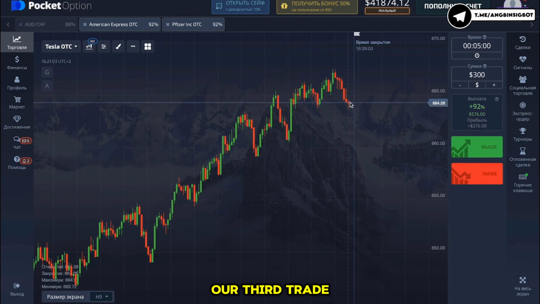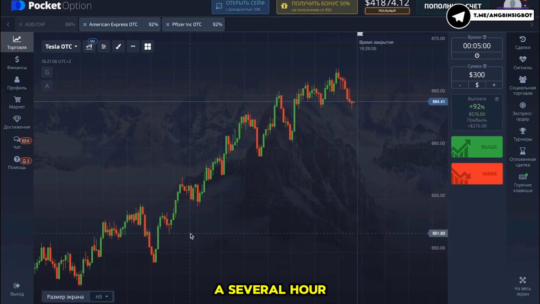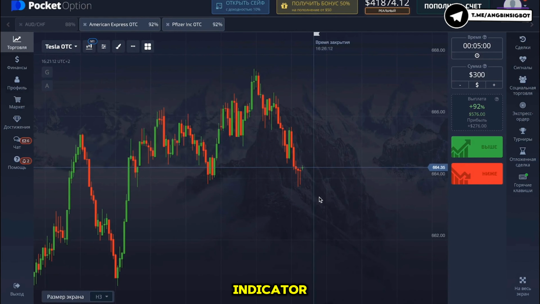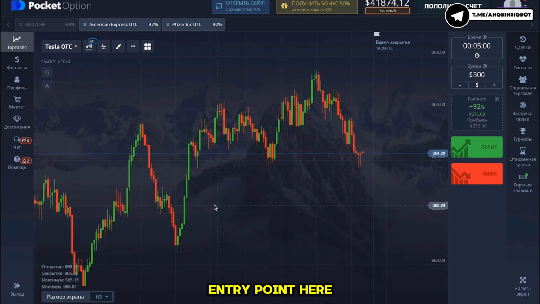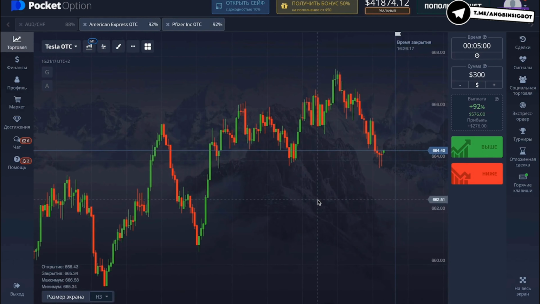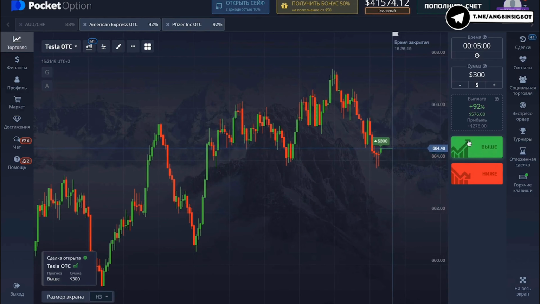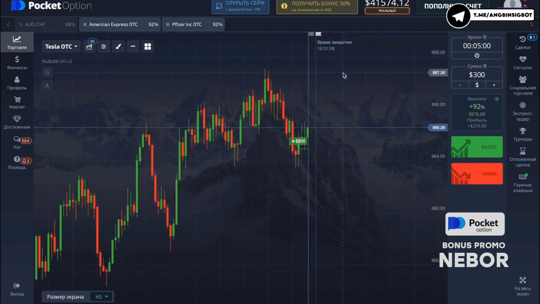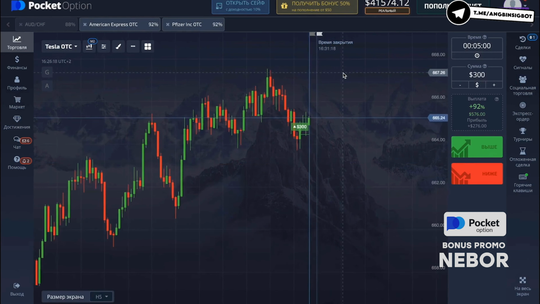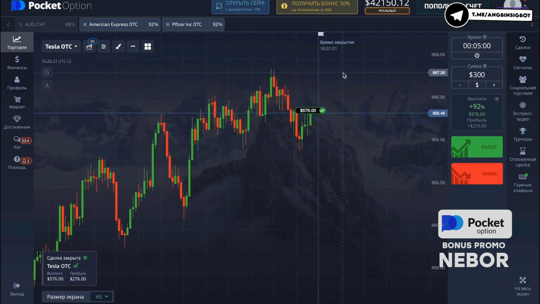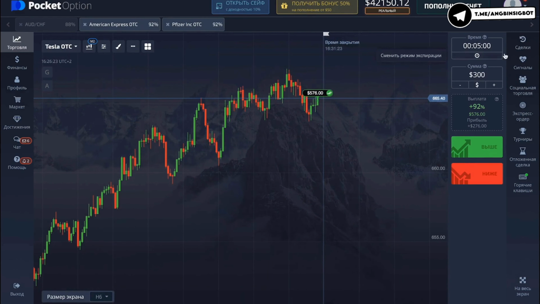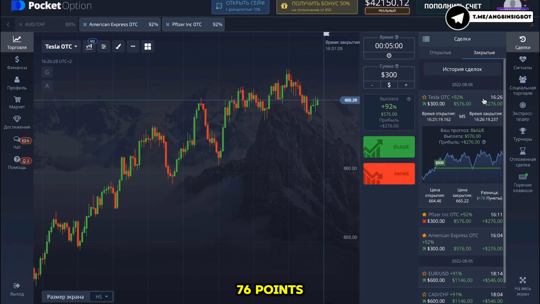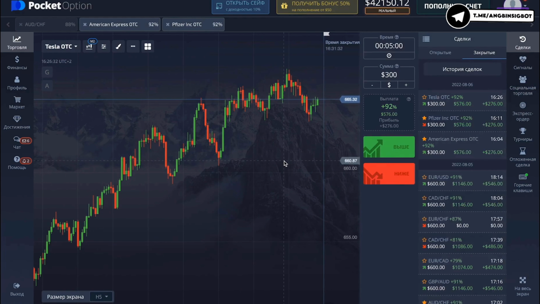This will be our third trade, friends. This is Tesla OTC. It is a several-hour stable upward trend that we see on the M3 time frame. And even without the super trend indicator, I will say that there is a very good entry point here. Let's open up for 5 minutes here to the upside. So this is the third plus 76 points, a great entry point, great movement. Let's move on.